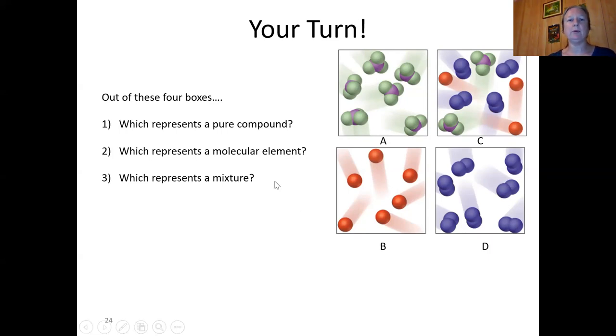Okay, so again, let's look at language. Pure means it's the only thing in there. That's pure, that's pure, and that's pure. That's a mixture. So a compound is two or more connected, chemically connected atoms. So this is the only compound that's pure. So that's A. A is a pure compound. Molecular element, an element, it's the only periodic table item in there, but a molecule means that it's at least two connected together. So this is an element, but it's single, so it has to be D. And of course your mixture, the only mixture we have there is C.